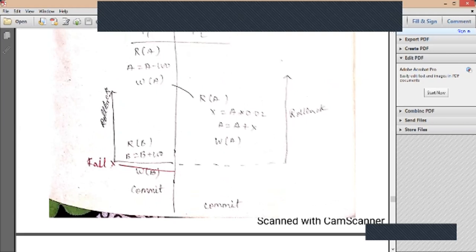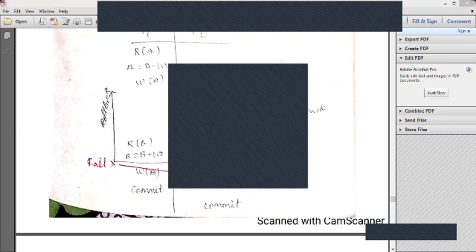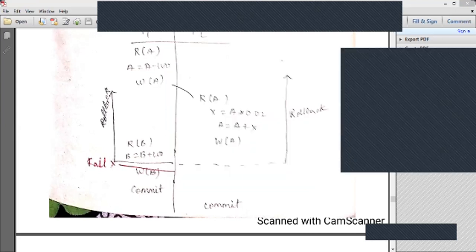Now what happens after some time if this T1 operation fails? T1 fails, it gets rolled back. But what about T2? Whatever T2 has read is basically a stale value, right? Whatever it has read is not correct. So that is nothing but a non-recoverable schedule. I hope you all understand what is recoverable and what is not recoverable.